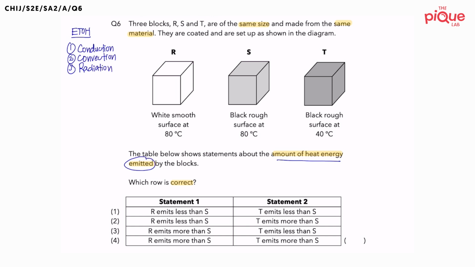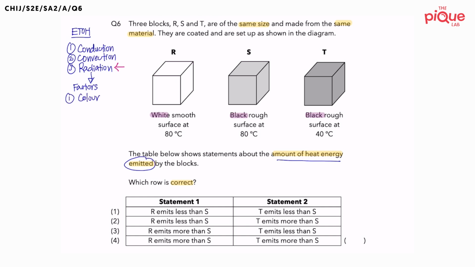Looking at this question here, let us identify which method of heat transfer we are referring to. Looking at the diagrams, we can see white as well as black blocks. And this reminds us of colors. And which method of heat transfer is related to colors? Color is one of the factors that affects radiation. Now, we have identified that the heat transfer method is radiation. So let us try to recall the 5 factors of radiation. So the first factor we have identified, it is color.